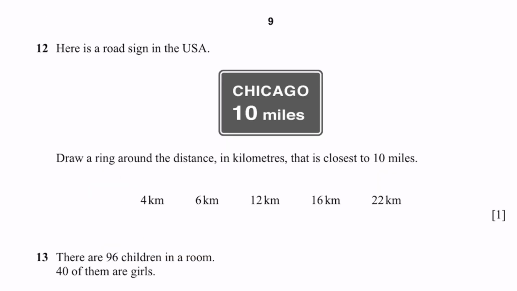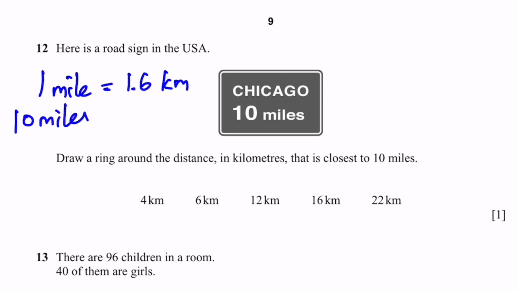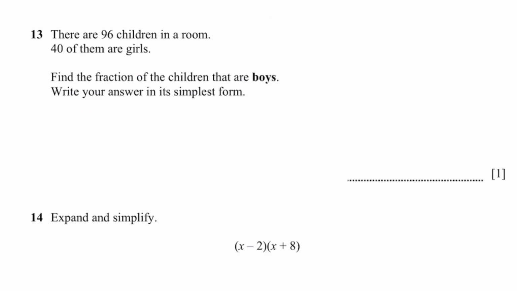Question 12. Here's a road sign in the USA. Draw a ring around the distance in kilometers that's closest to 10 miles. First, let's multiply this by using the formula, 1 mile equals 1.6 kilometers. That means 10 miles is equal to 1.6 times 10, 16 kilometers. That's the answer.